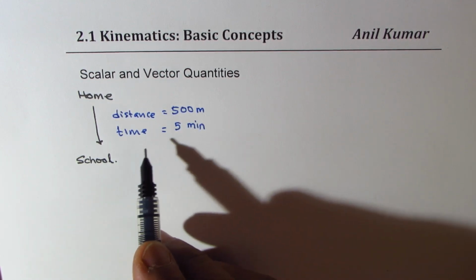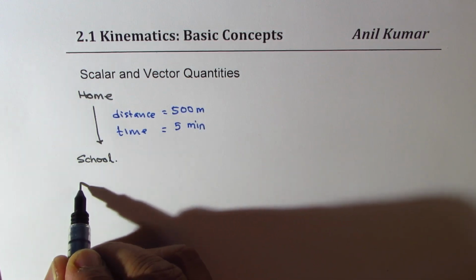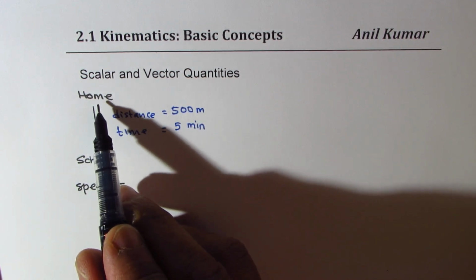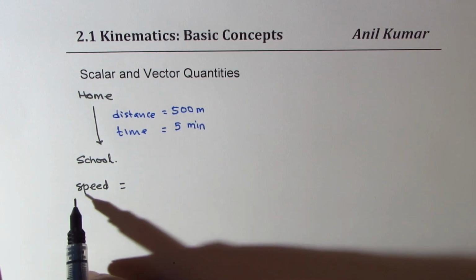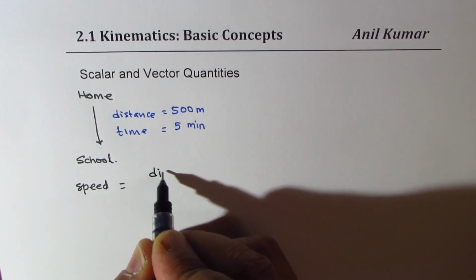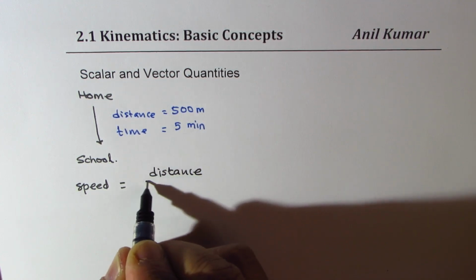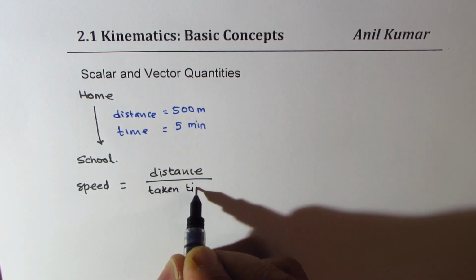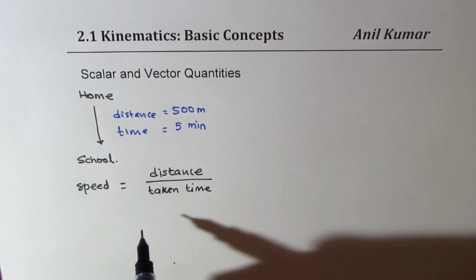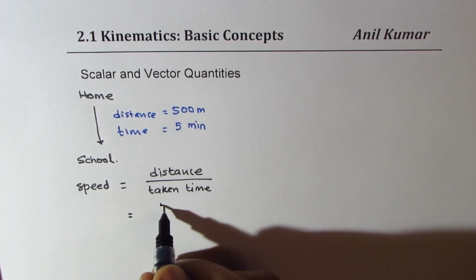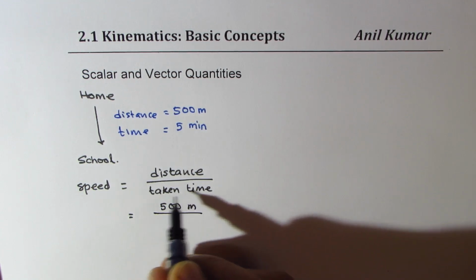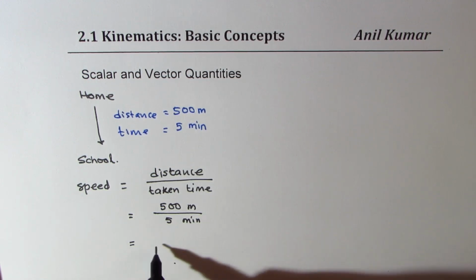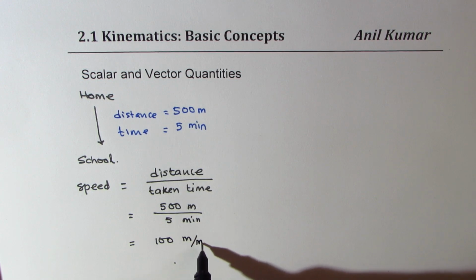Is it okay? We could also say, what was the speed during this time when I traveled from home to school? We could say speed is distance covered over time taken, right? In our case, distance covered is 500 meters and time taken is 5 minutes. So we could say that the speed is 100 meters per minute.